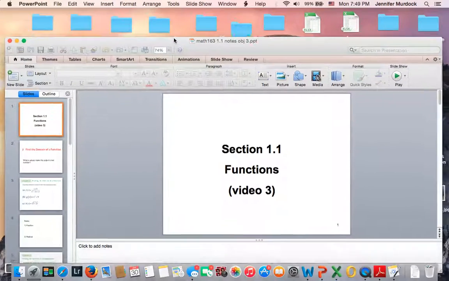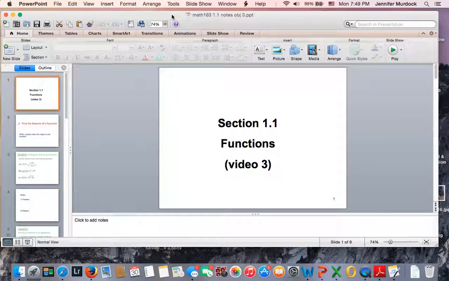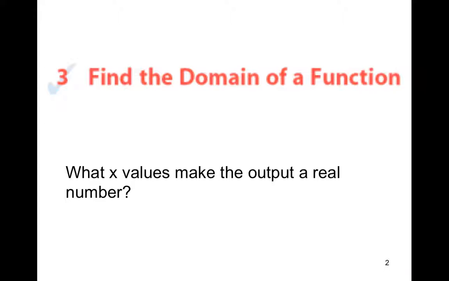All right, this is the third video for section 1.1 that talks about functions, and this will cover the third and final objective in this section. So for this objective, we're going to find the domain of a function, and to find the domain, what we're really asking is what x values make the output a real number. So what x values are we allowed to have?